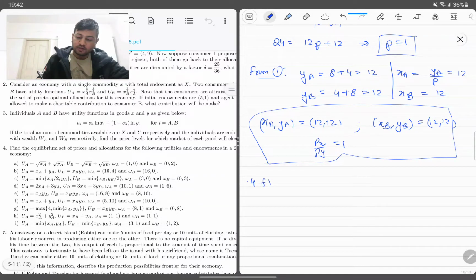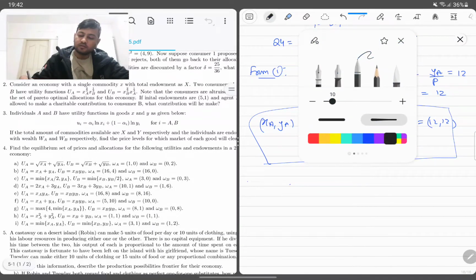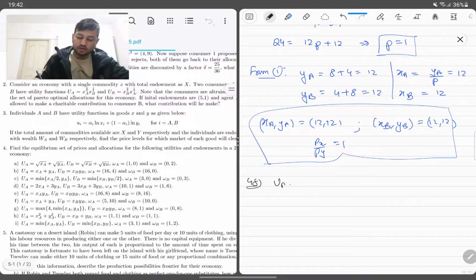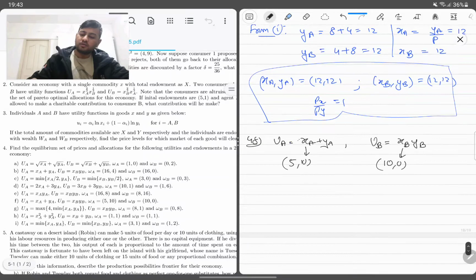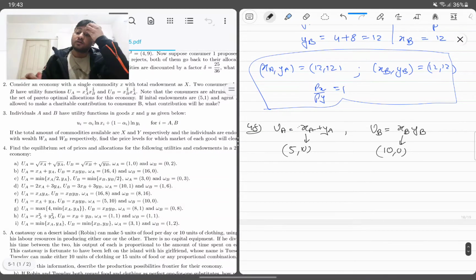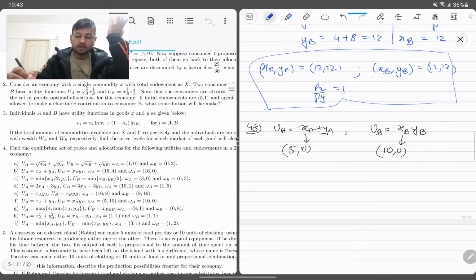Now let's do fourth F. For F, utility of A is equal to XA plus YA. Utility of B is equal to XB YB. This guy's endowment is 5 comma 10. This guy's endowment is 10 comma 0. So the first step here is price vector is equal to MRS of person A. So that is the starting point.